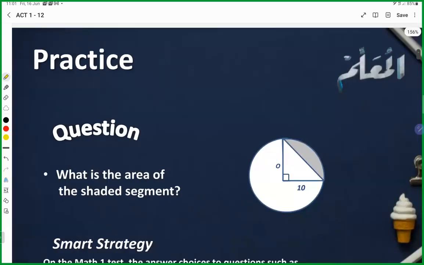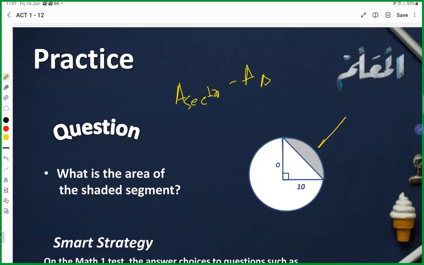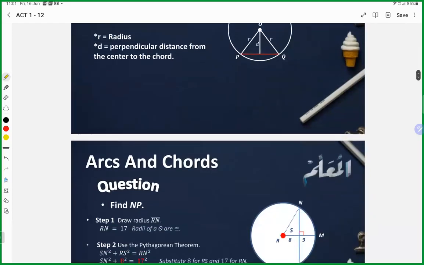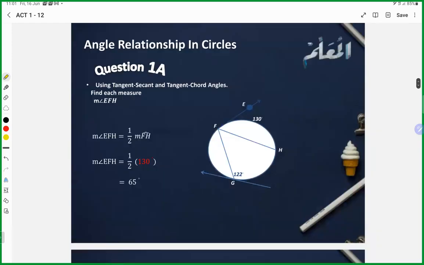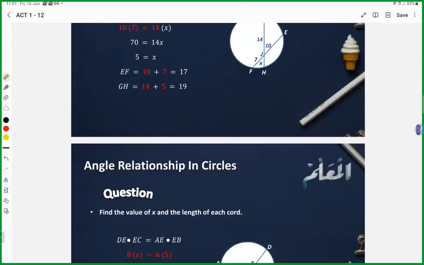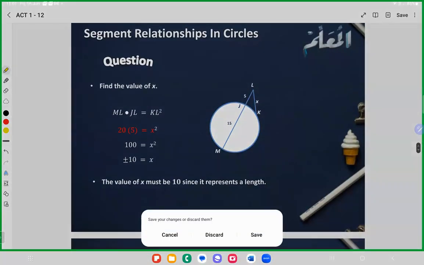How can I get the segment area? Segment area is the area of the sector minus the area of what? The triangle. Remember that. There are many theorems of the circles, I can't go through them all. We've solved a circle question, that's enough. Let's jump to chapter 13.